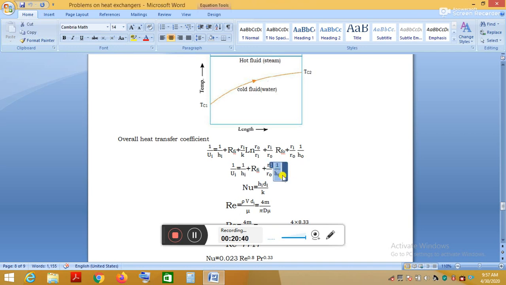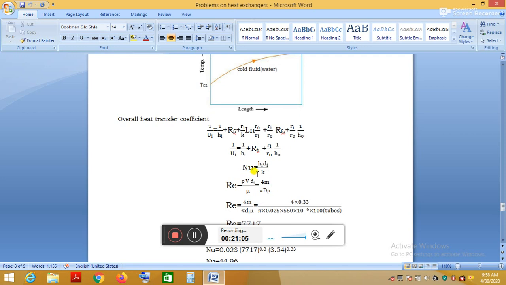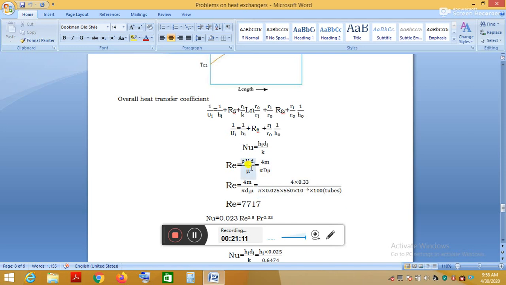In this equation, h naught value is directly given in the problem, but we need to find the hi value, which is not given in the problem, and it doesn't ask us to neglect. To find hi, we have the equation of Nusselt number, which is given by h into d by k, that is hi into di by k. But to find Nusselt number, first we need to find Reynolds number, which can be found using the equation rho Vd by mu, or for a pipe it can also be found using the equation 4m by pi d mu.